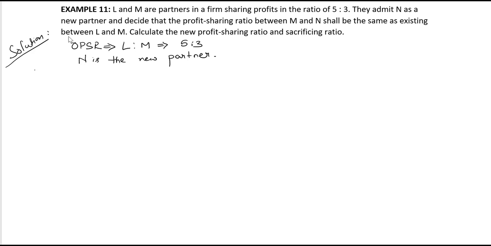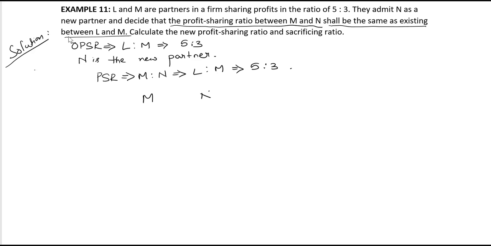Also, it's given that the profit sharing ratio between M and N shall be the same as existing between L and M. So we have that the profit sharing ratio between M and N should be the same as the ratio between L and M, which is 5 is to 3. So based on this, we can use the unitary method to find out N's share.